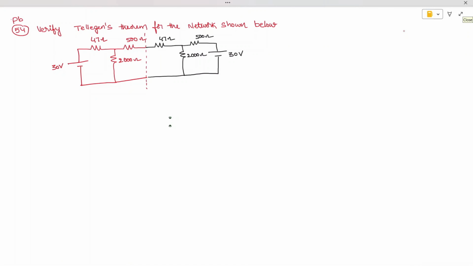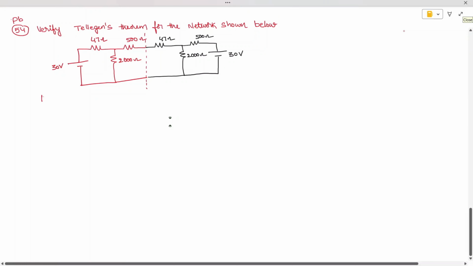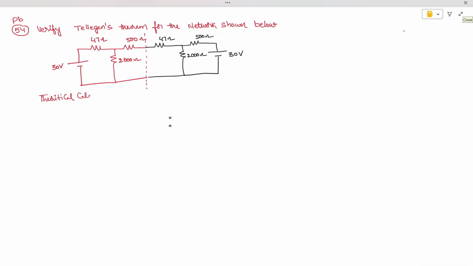Today we are going to verify Tellegen's theorem for lab purposes. In the lab we are going to verify this circuit theoretically and practically. Let's see what the theoretical calculation and the verification involved in this theorem are. So let's do our theoretical calculations. If possible, in the next video, I can show you the practical demo of the validity of Tellegen's theorem practically also.